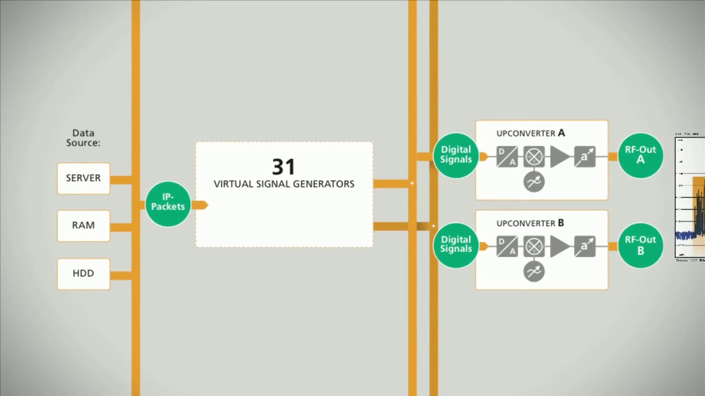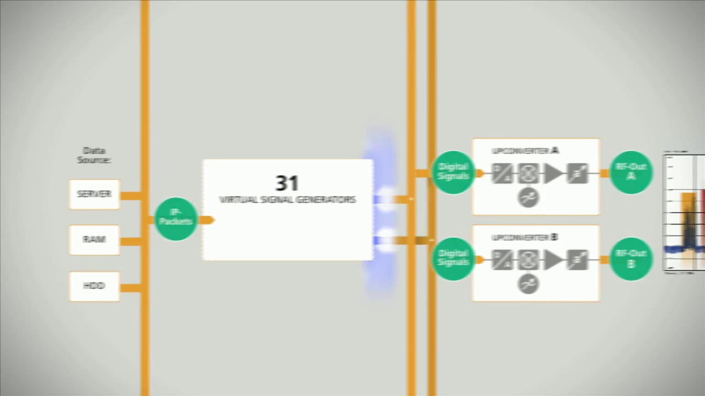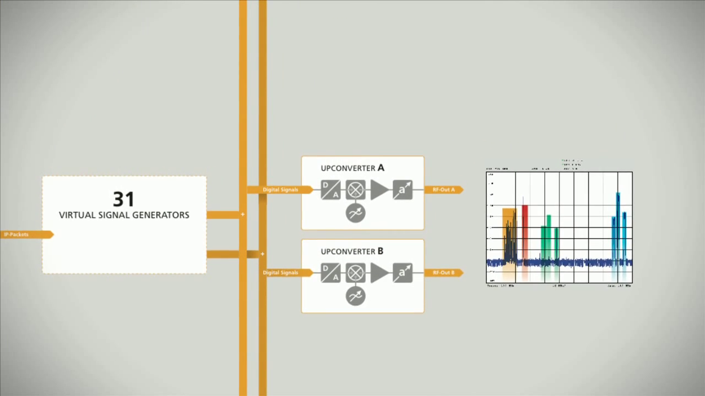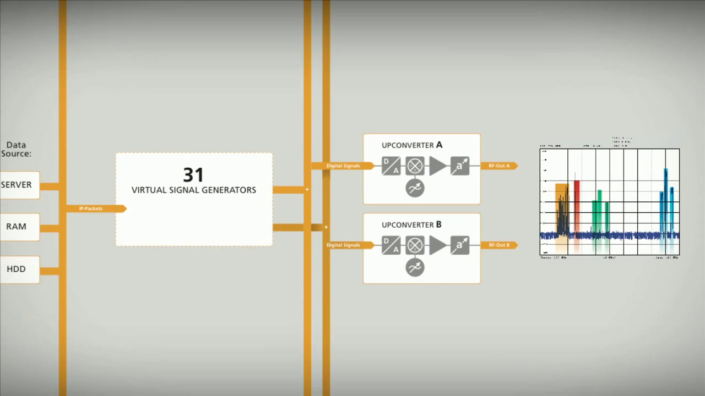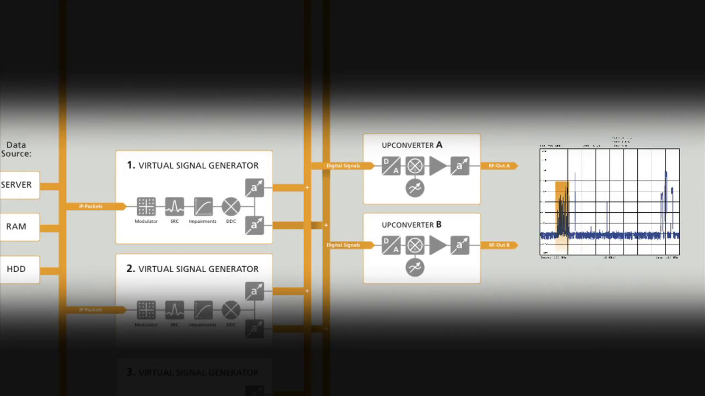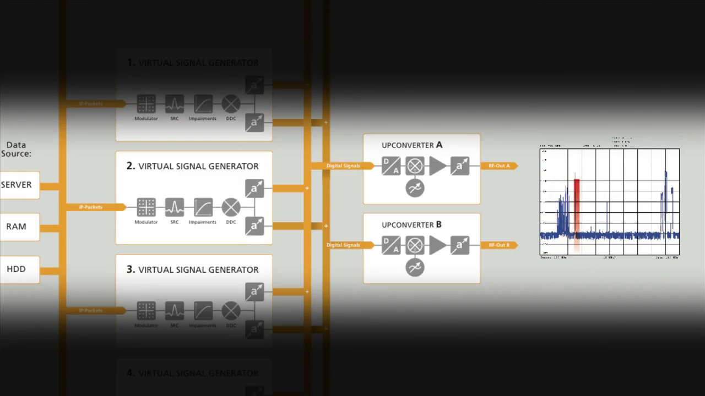The revolutionary architecture and functionality of the IZT S1000 enables the use of 31 virtual signal generators, for which the user can define characteristics such as signal content or real-time modulation IQ data streams. After generation, the digital signals are subsequently forwarded to one of two RF synthesizers. These can be tuned in a range from 9 kHz to 3 GHz.